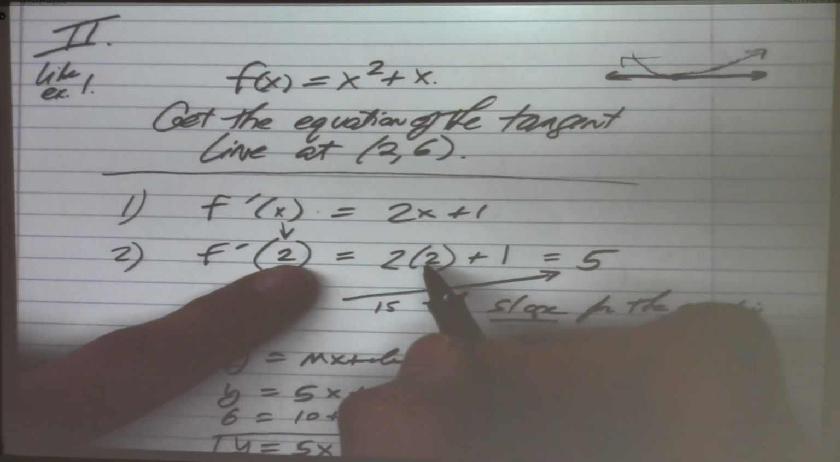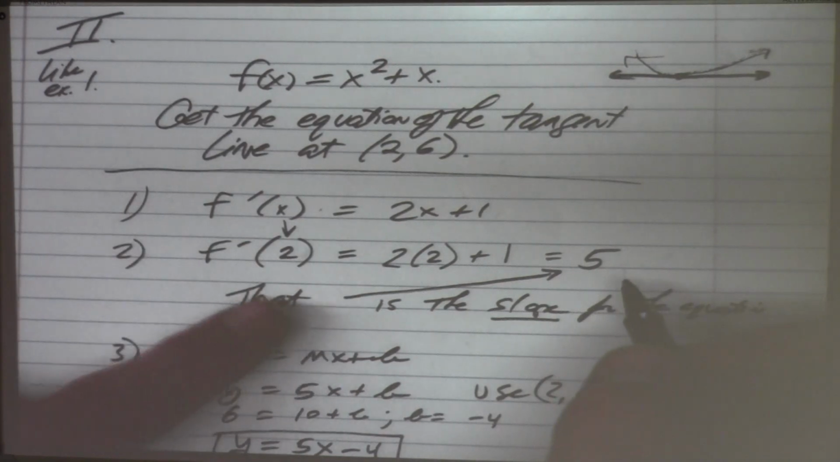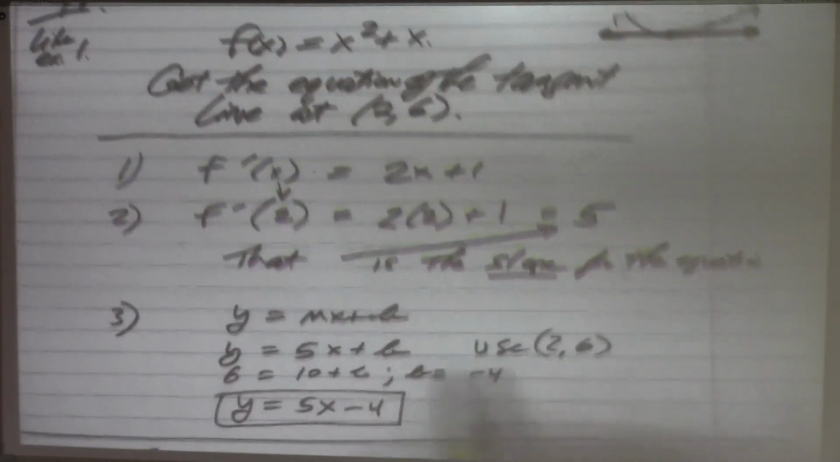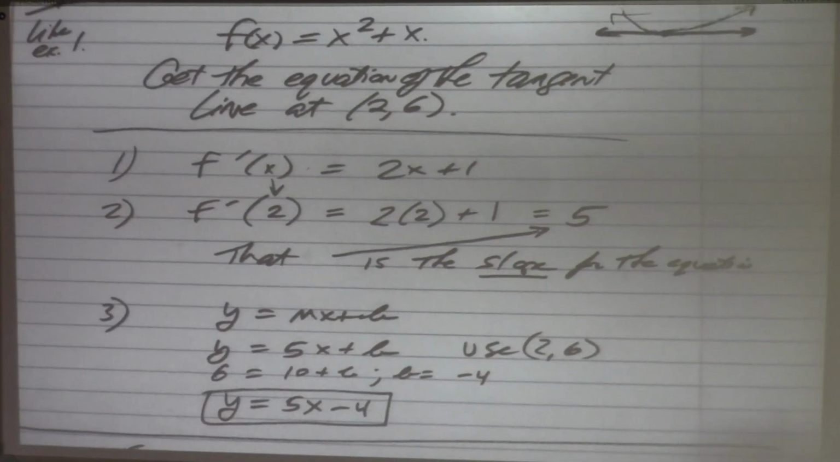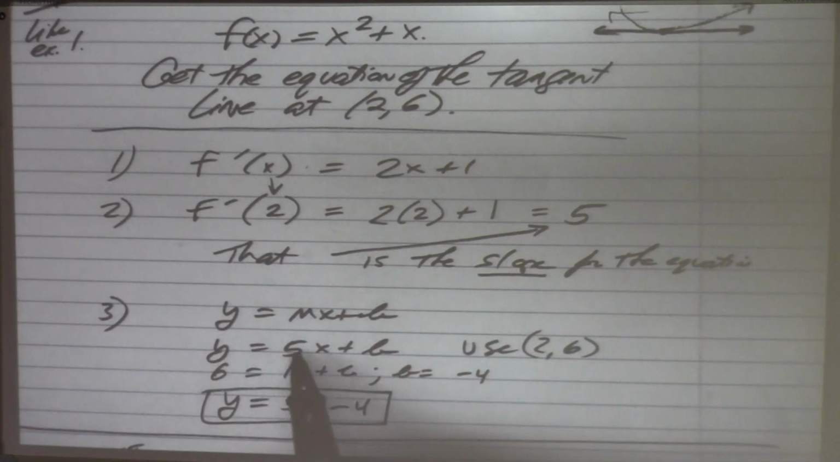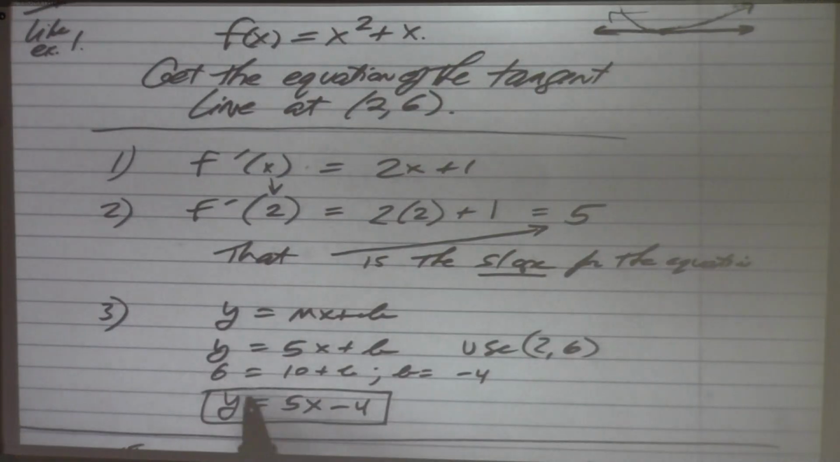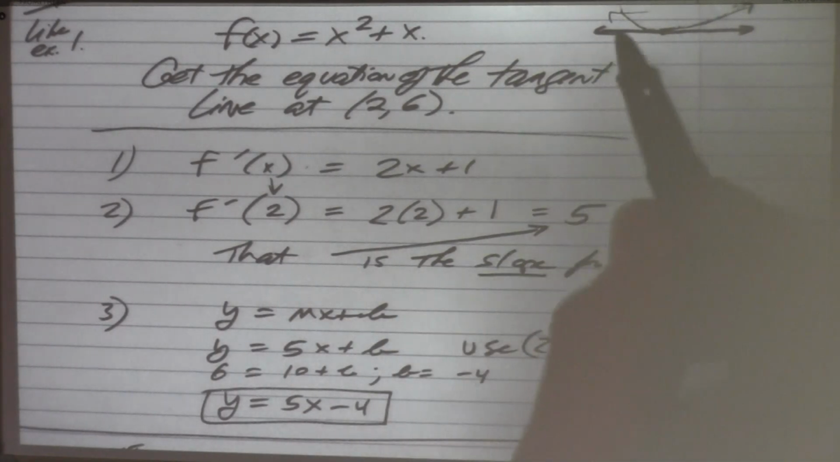And 2 times 2 is 4, plus 1 is 5. That 5 is the slope for the equation, and the rest of it becomes something you've done many, many times, where you use the 5 as the slope, and plug in the point you were given in order to get the y-intercept of -4, and there you have a slope and a y-intercept, and that's the equation of that line.